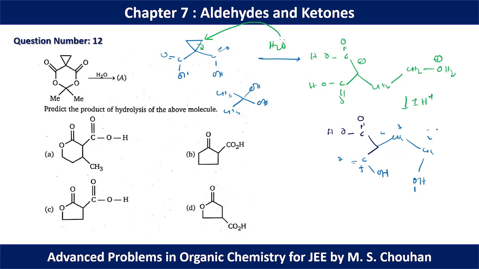So we have the option C, which is the correct option, because we can associate this carboxylic acid along with this alcohol and finally we will get this kind of situation: C double bond O. Okay, so option C should be the correct option for question number 12.